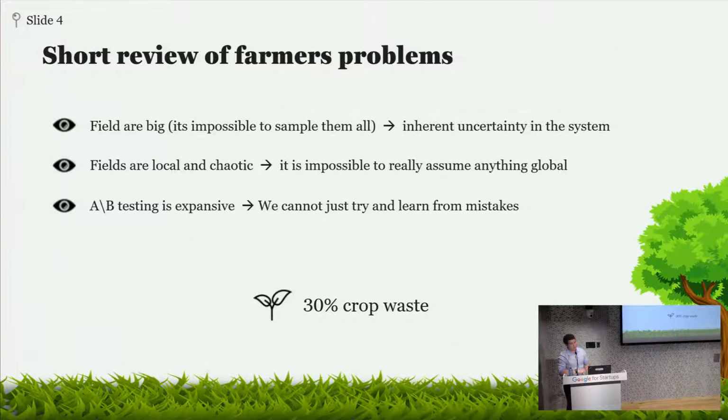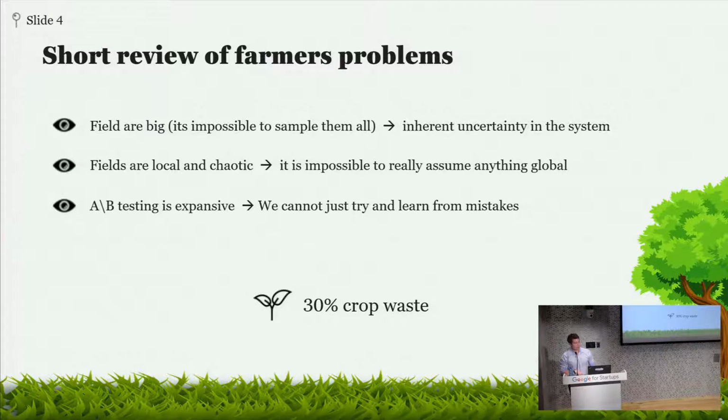The first problem, as described already, is that fields are big. They're really, really big. I won't repeat the numbers. The main problem with big fields is the inherent uncertainty you have in the system. Fields are local and chaotic. Each agronomist will tell you: I had a field where 1 hectare was eaten by rats, and a different part of the field was low ground and had too much water. Fields are, generally speaking, very local and very chaotic. You cannot understand anything about the whole field from a local phenomenon.